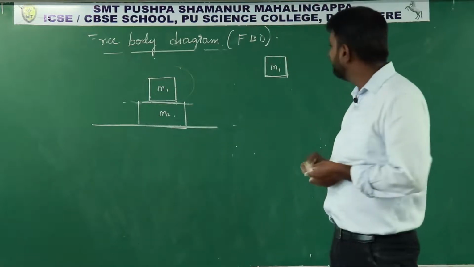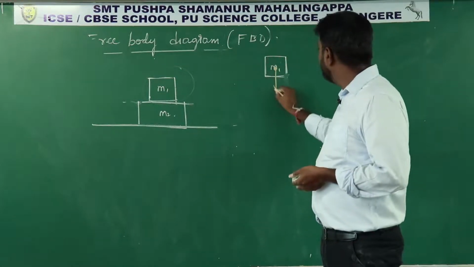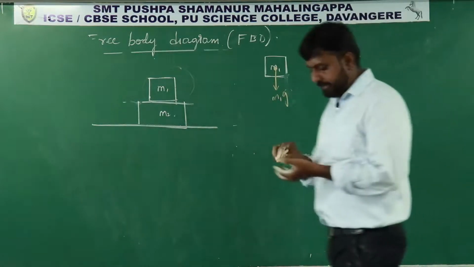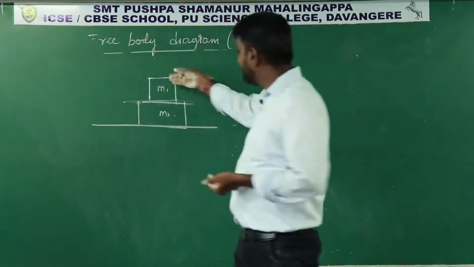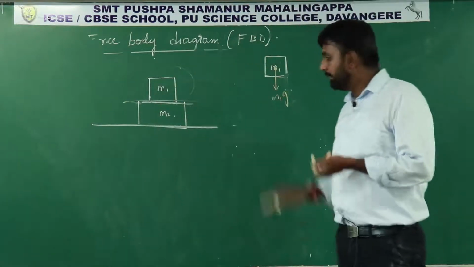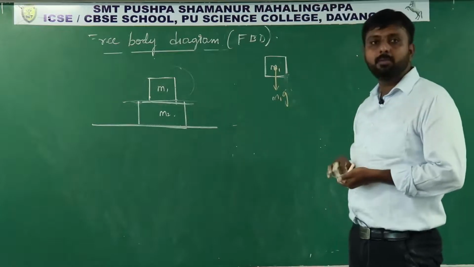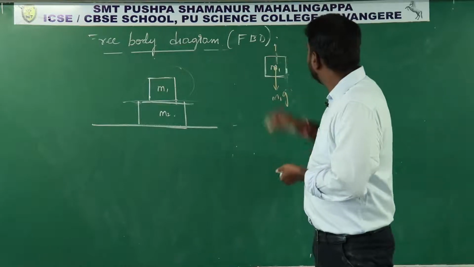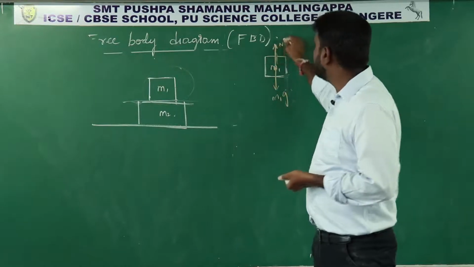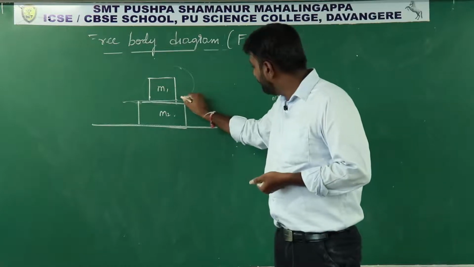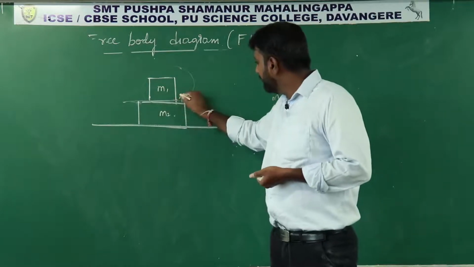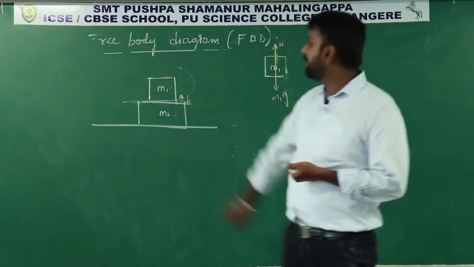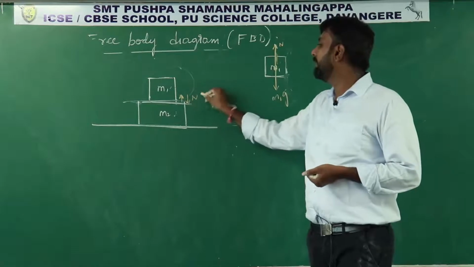Due to its weight, m1g acting downward, and there is contact between first block and second block. That means the second block will apply a normal force in upward direction. Okay, this is the normal force, right, in upward direction. There is a force acting at this contact. This force is m2 applying on m1. This force is m1 applying on m2. Let us take it as N.